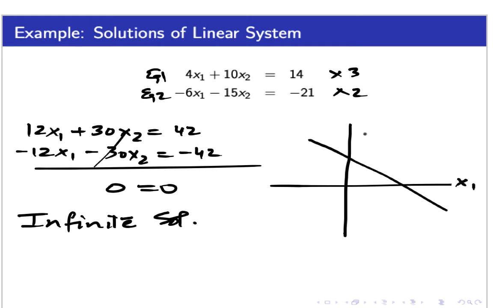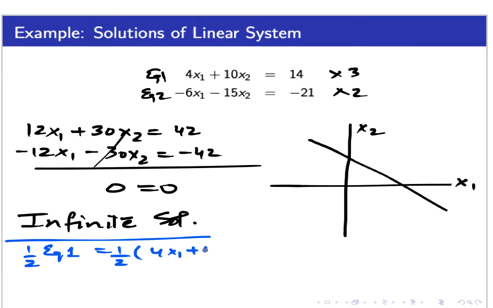So this is x1 and x2. Okay, let's look at this equation 1. Sure, let me show over here. If I multiply half to equation 1, what do I get? Half of 4x1 plus 10x2 equals 14. I'm going to get 2x1 plus 5x2 equals 7. Okay, let's look at equation 2. You see negative 3 is common. I'm going to multiply the second equation by negative 1/3.